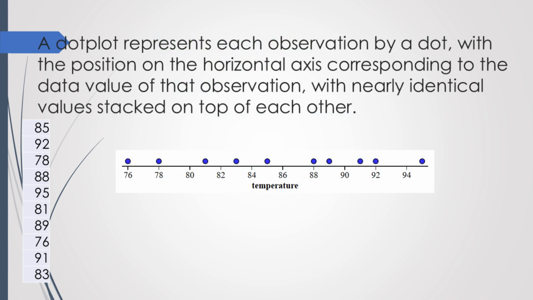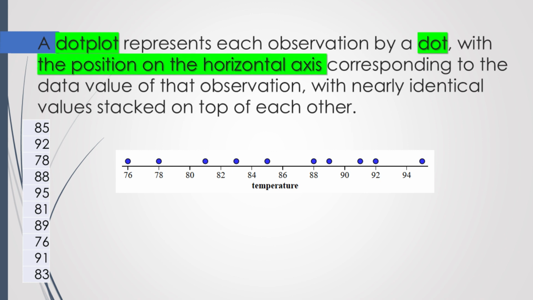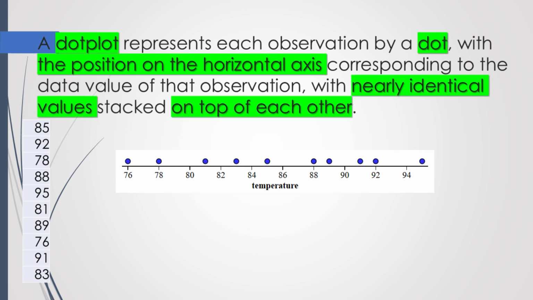The next thing you need to know is that a dot plot represents each observation by a dot, with the position on the horizontal axis corresponding to the data value of that observation, with nearly identical values stacked on top of each other. On the bottom, you see a dot plot from the data to the left.